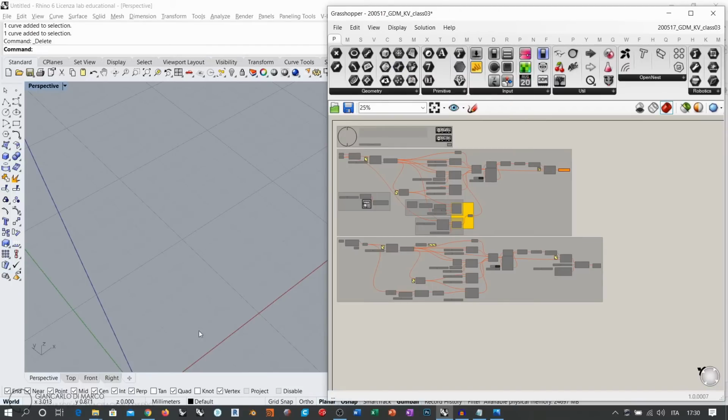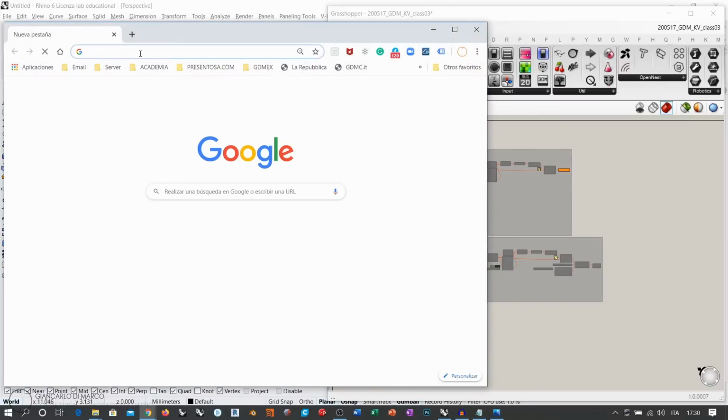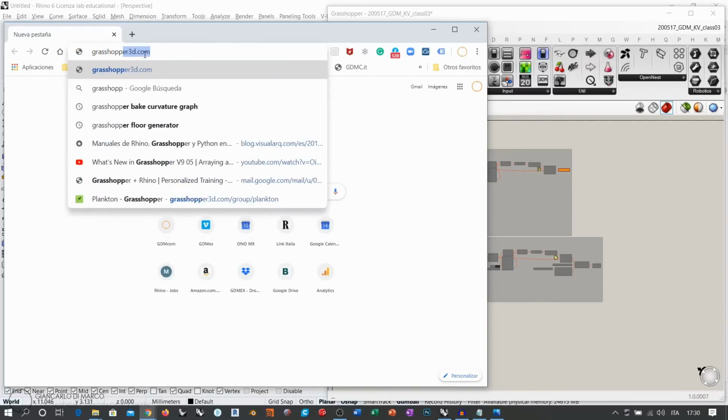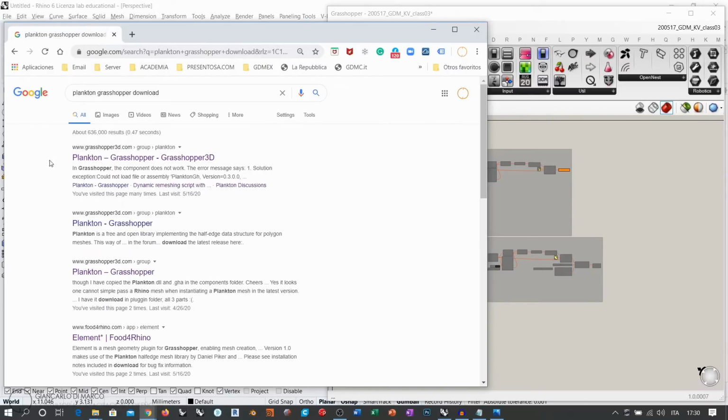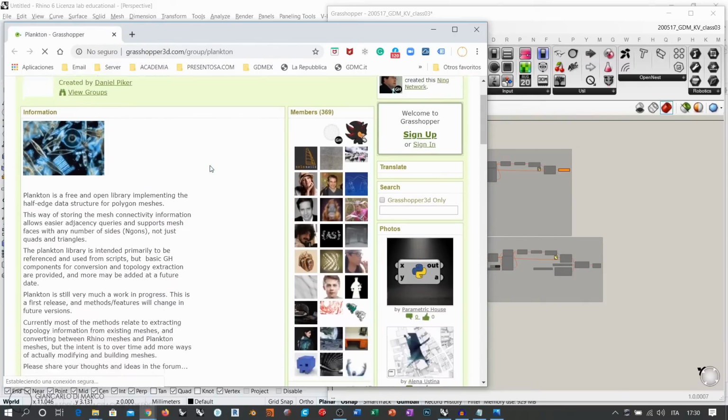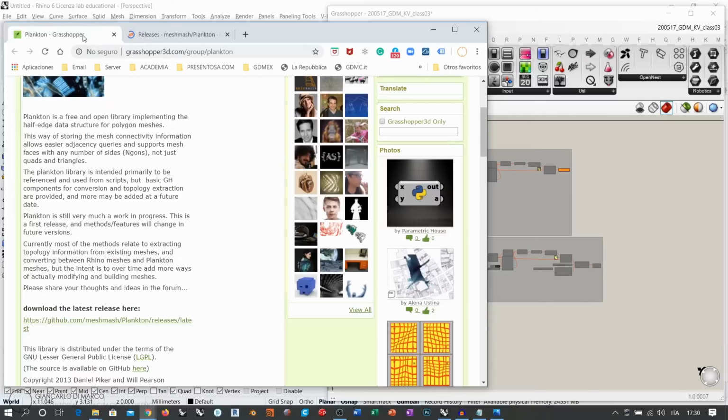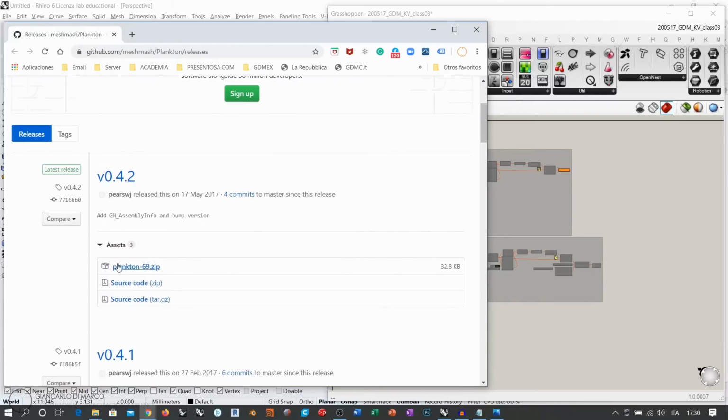If you don't have this, I do recommend that you go on the internet, I think it's on GitHub actually, and simply look for grasshopper plankton, plankton grasshopper download. You will see that there is a group in the old Grasshopper 3D website here, and here you have the link to GitHub, and you download the latest release, which is Plankton 69. And it's very simple. There are 2 files inside. Just remember to follow the procedure to install it correctly in your components folder.